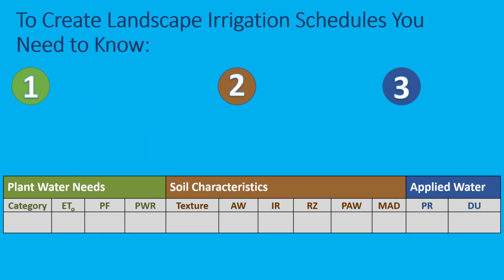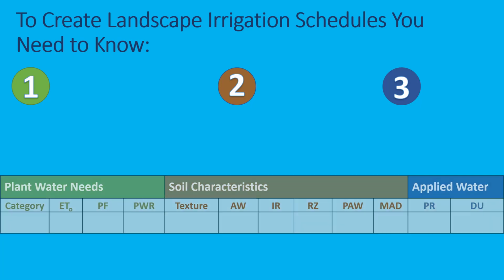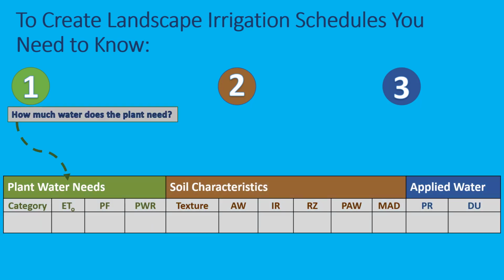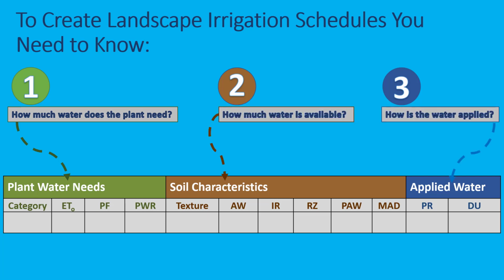To create irrigation schedules, you need to know specific information about the area to be irrigated. The 3 main categories of information that you will need to be familiar with are the plant water needs, soil characteristics, and applied water. You will use this table to organize the information that you gather about a specific site. Next, you will go over the 3 categories of information in more detail.